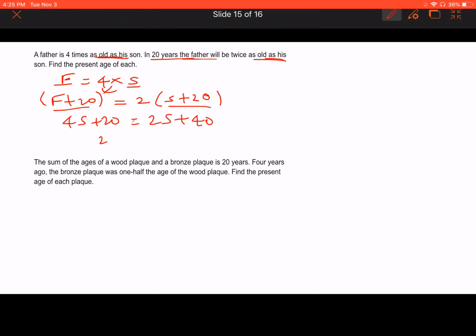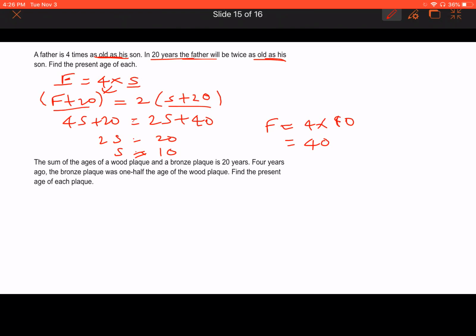So 2s is equal to 20. So s is equal to 10. Age of son is 10, and they're asking for each of them. So for the father's age, it's going to be 4 times the age of the son, right? So it's going to be 40 years old.